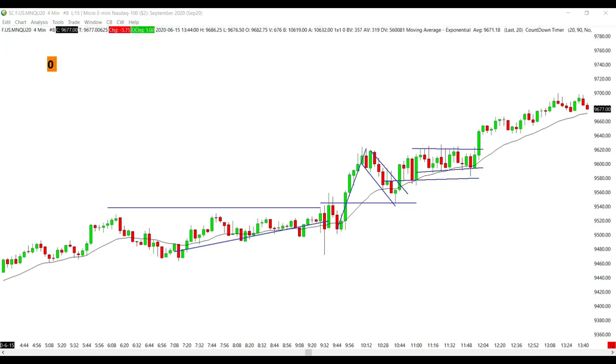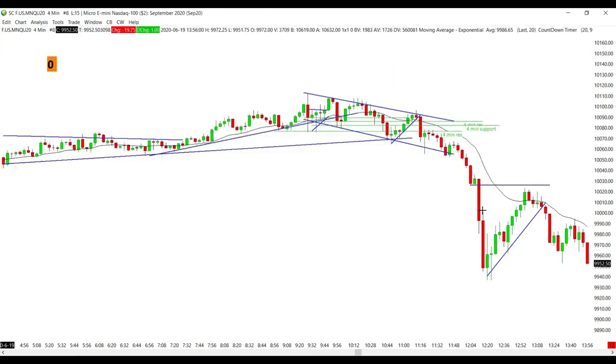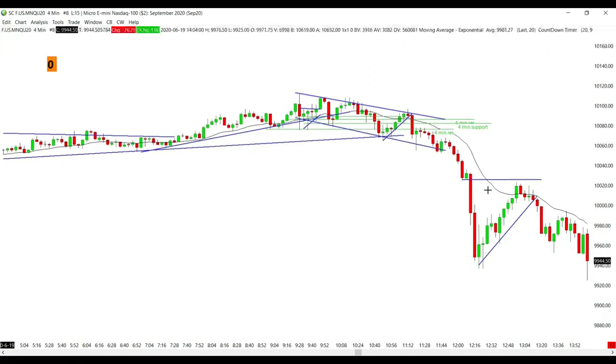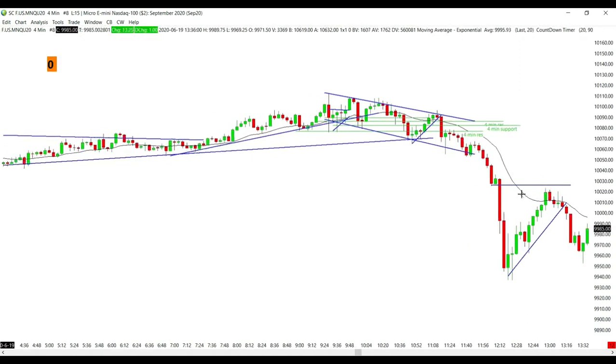Okay, so let's go to the next one. The next way to hold your winners longer is when you get in. So let's say that you got in right here. You see a nice little 1, 2, 3 right here, or even a strong solid bar right here.